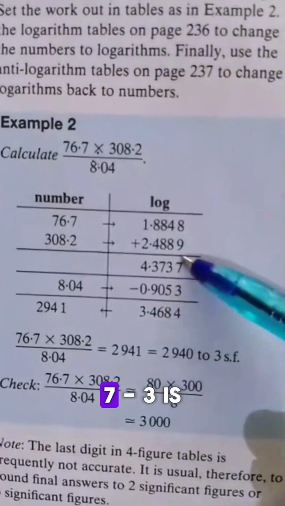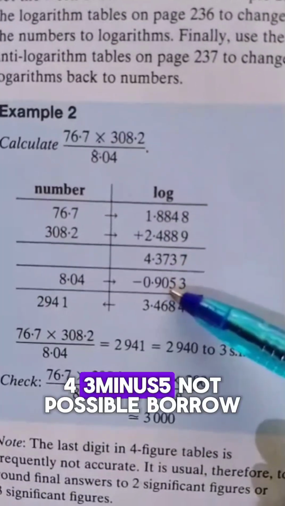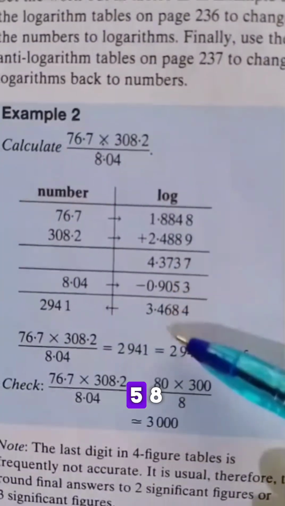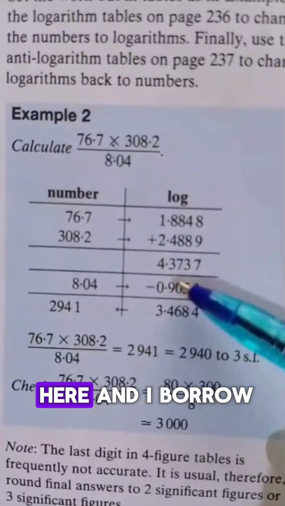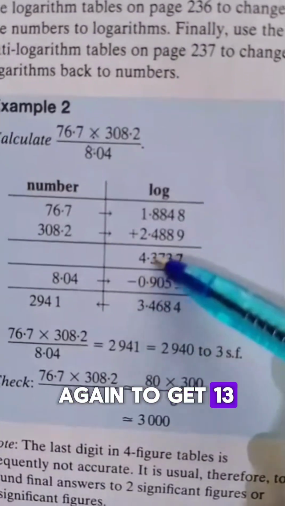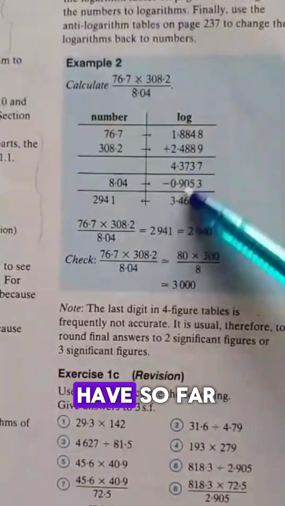So let's subtract this. 7 minus 3 is 4. 3 minus 5 not possible. Borrow gives you 13 minus 5, 8. We're left with 6 here. And they borrow again to get 13 minus 9. All right, this is what we have so far.